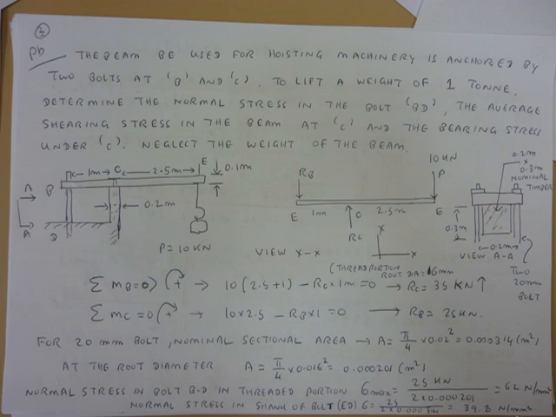So 10 multiplied by 2.5 plus 1 is the clockwise force. The anticlockwise force is RC, RC multiplied by 1 meter. So 10 multiplied by 2.5 plus 1 minus RC multiplied by 1 is equal to 0. From this equation, you can calculate RC equal to 35 kilonewton. So RC is directed upward.